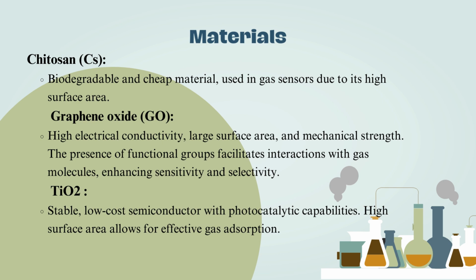Graphene oxide was used to enhance chitosan due to its high electrical conductivity, large surface area, thermal stability, and mechanical strength, as well as the presence of functional groups which can act as active sites and help in both sensitivity and selectivity. Titanium dioxide, a low-cost semiconductor, will help in electrical conductivity. It's chemically stable and has a reactive surface, which allows for gas adsorption.